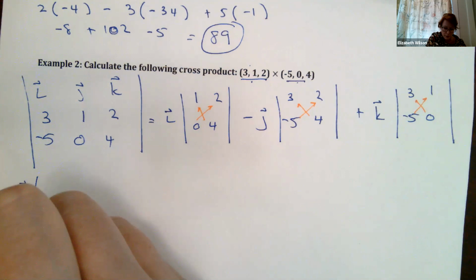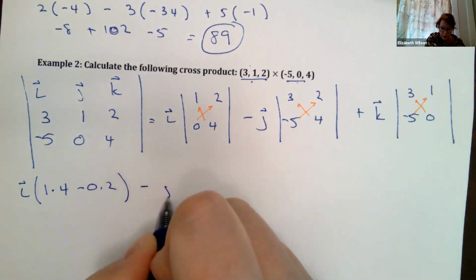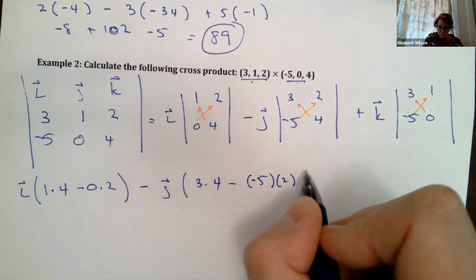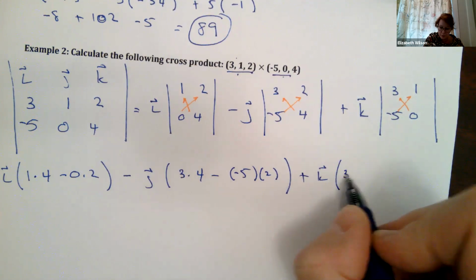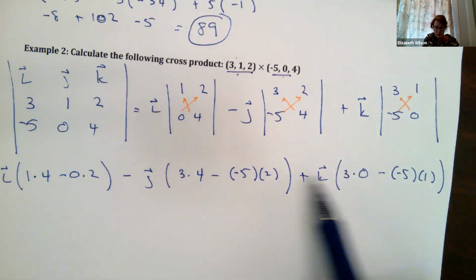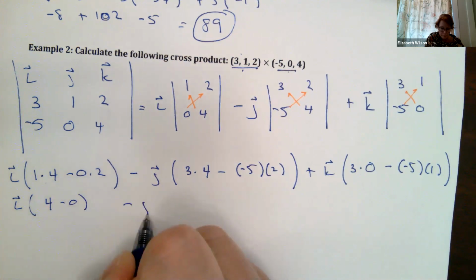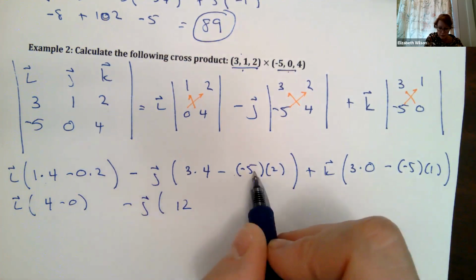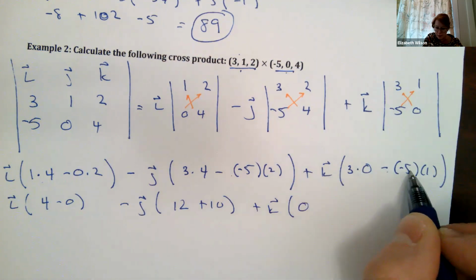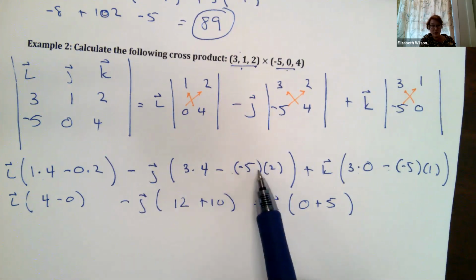So I'm going to say i times, this is going to be 1 times 4 minus 0 times 2. Minus j, 3 times 4 minus, watch your negatives, minus 5 times 2. Plus k, this is going to be 3 times 0 minus 5 times 1. So watch your negatives. It's just negative times a negative when we go to do it out. This is going to be i times 4 minus 0, minus j times 12 minus a minus, so plus 10. Plus k times 0 minus a minus, so plus 5. Okay, we're subtracting, so that's going to negate whatever that term is right here.